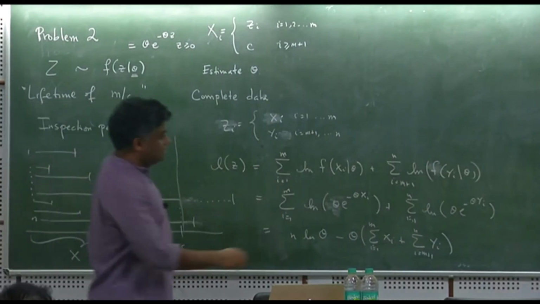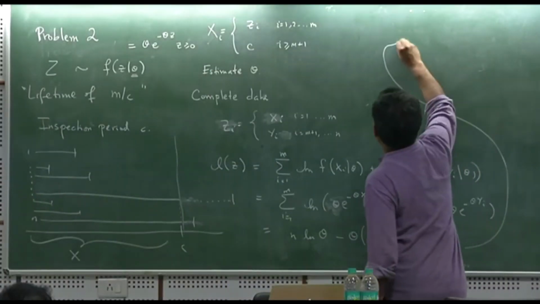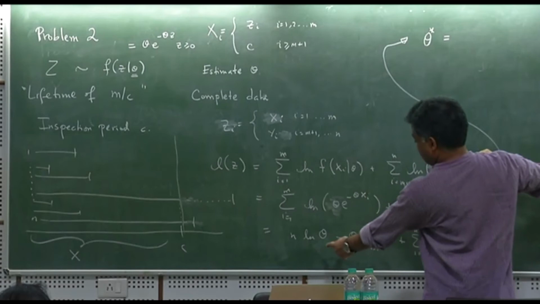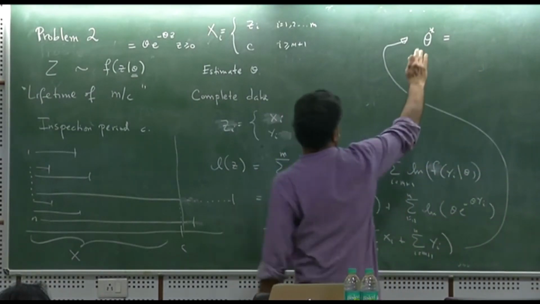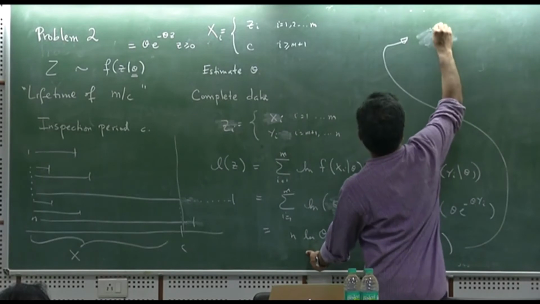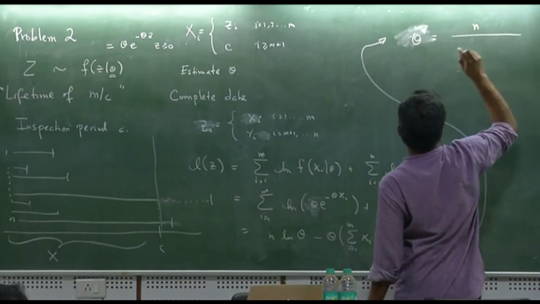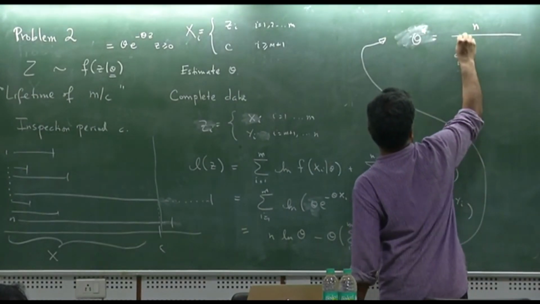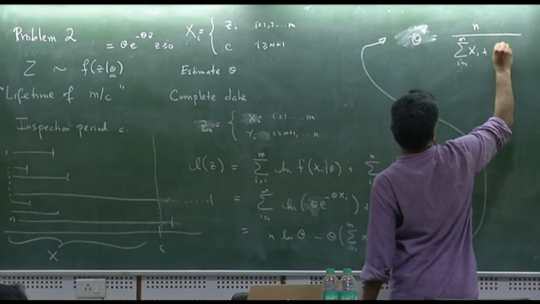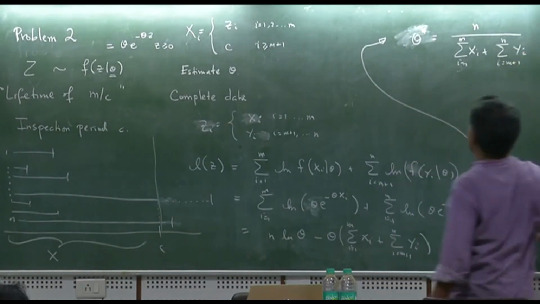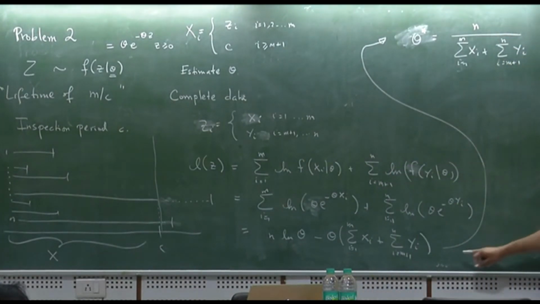And so theta star, which is the optimum theta, is very simple. Take the derivative, and you get n over theta minus the sums. Theta star is equal to n divided by the summation of i going from 1 through m of xi plus the summation of i going from m plus 1 through n of yi. Just take the derivative and set it equal to 0, and you'll get that answer. Okay. Now the problem is I don't know this guy.